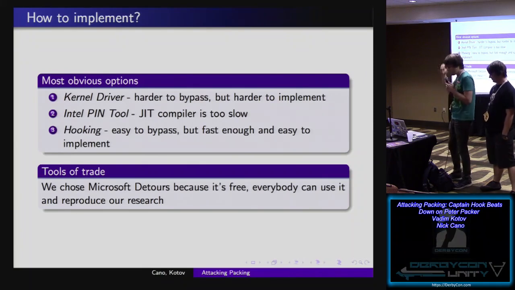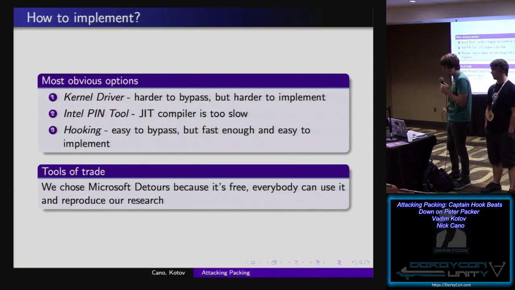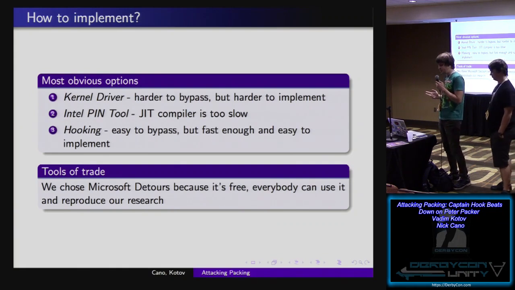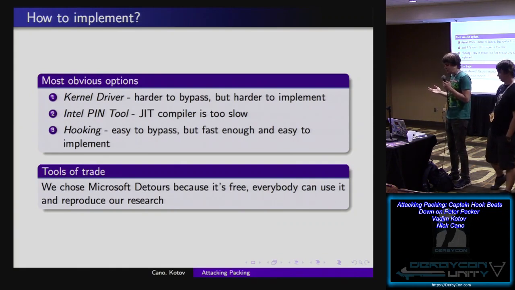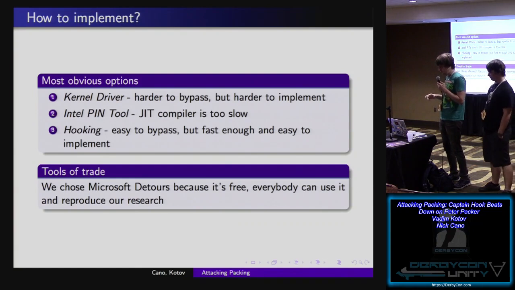Then another way to do that is Intel Pin tool, which is an interesting thing. It's a just-in-time compiler that basically compiles every instruction and then executes them. It's very powerful and kind of non-intrusive, really, but it's really slow. So the point of the generic unpacker is to make malware analysis faster, so we didn't want to go with that.